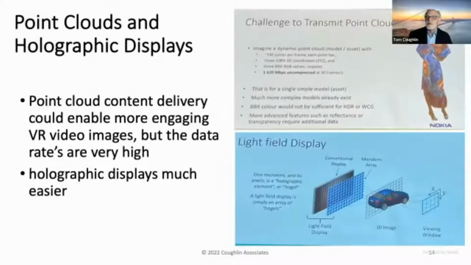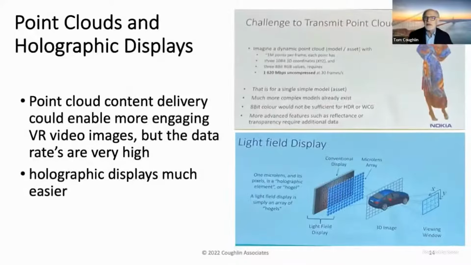Point cloud image representation gives a more engaging virtual reality experience, but the data rate requirements are high. And these are some images that are actually from that SMPTE conference. For a dynamic point cloud model with 1 million points per frame, each point has 3 10-bit 3D coordinates and 3 8-bit RGB color values, and requires data rates of 1.62 gigabits per second uncompressed at 30 frames per second. And that isn't even a very large or complex model. More advanced features such as reflectance or transparency require additional data, increasing the data rate and storage requirements.